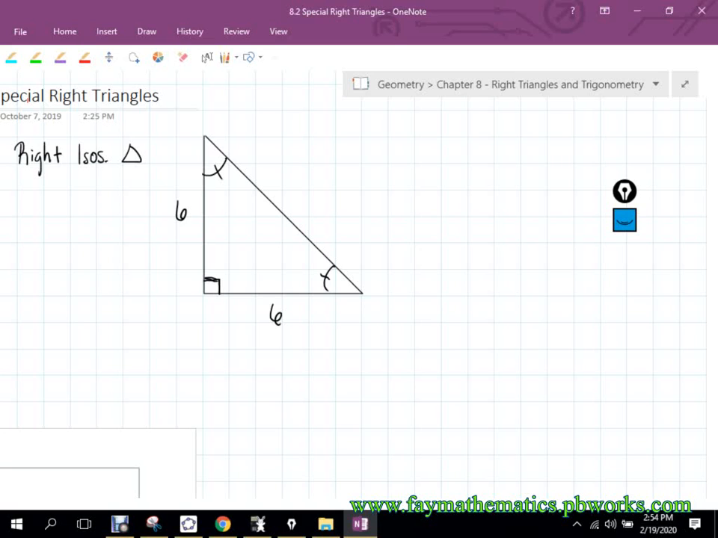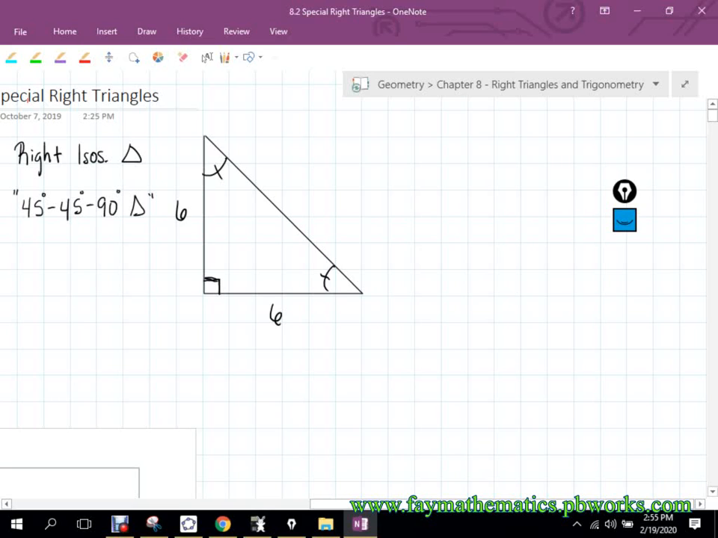Okay. If those are the same, they have to add up to what number? All three of them have to add up to 180, right? And you've already used 90, so they both have to be 45 degrees. Okay? So a right isosceles triangle, a lot of times, is referred to as a 45, 45, 90 triangle.